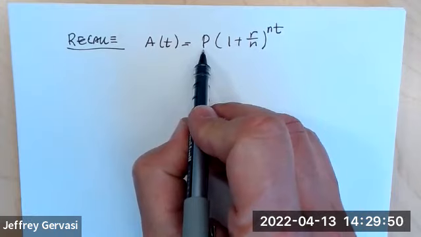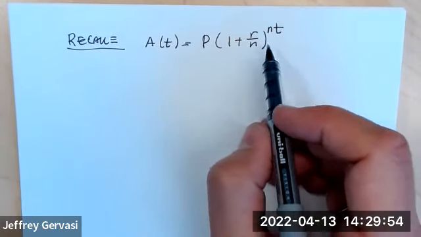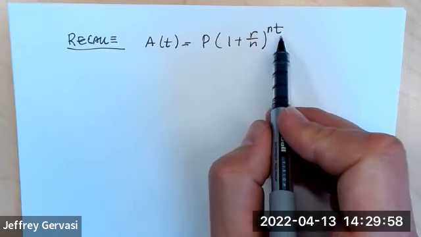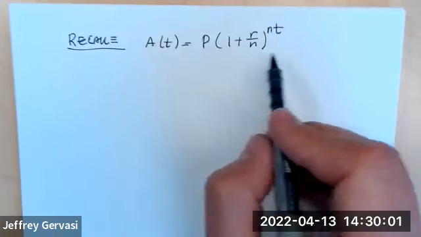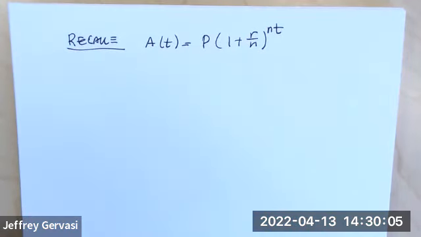So P is the principal, R is the interest rate as a percent, written as a decimal for the formula. N is the number of times interest is compounded in a year, and T is the number of years. So this is our compound interest formula. And I think this is pretty standard, probably the first application of an exponential function that we've all seen.